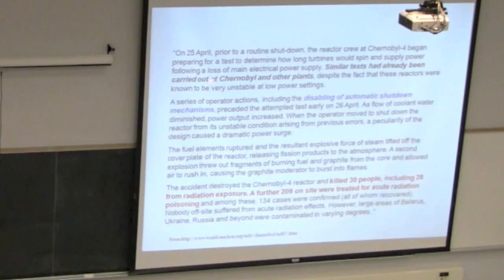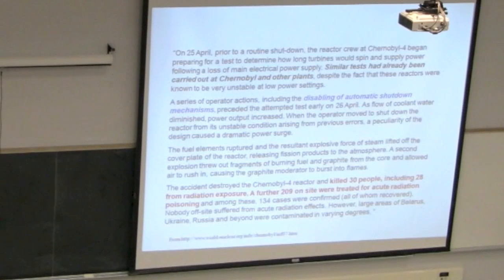Now, similar tests had already been carried out at other plants prior, and they knew that these reactors are extremely unstable at low power settings. So we've got this potential instability, and we have safety systems in place. Now, because you're moving to this unstable system, the operators were told to disconnect those automatic safety systems. So to do this experiment, we have to disconnect the safety systems because we want to operate the unit in a region that's inherently unstable. The safety systems are there to prevent that sort of operation. So to do this experiment, turn off the automation.